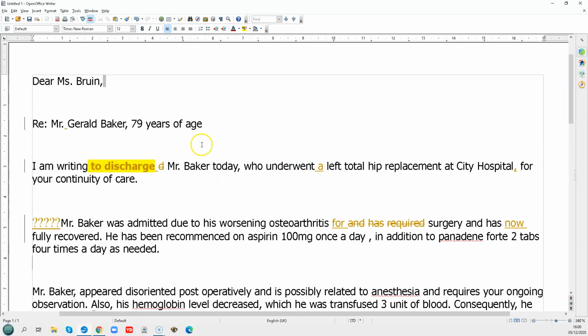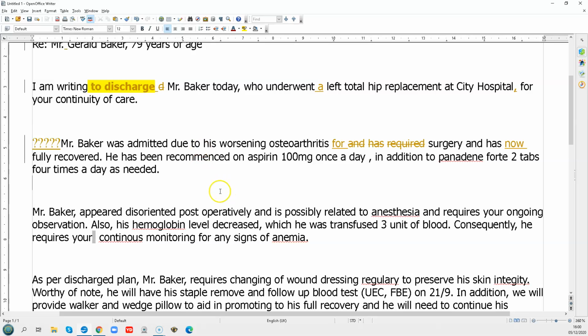Okay. Now he has been recommenced. Now you haven't said anything about him being commenced. So recommenced means he was commenced on aspirin before, but I don't know if you mean he was taking it before. Now, as again, I'm not looking at the notes here, right?